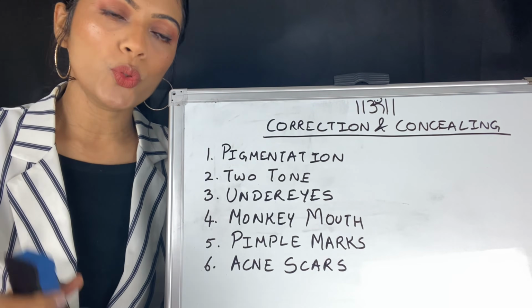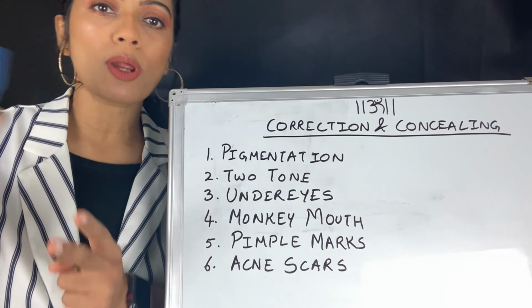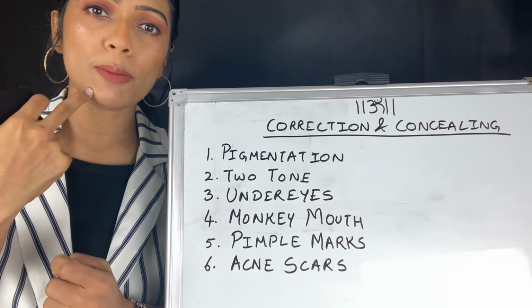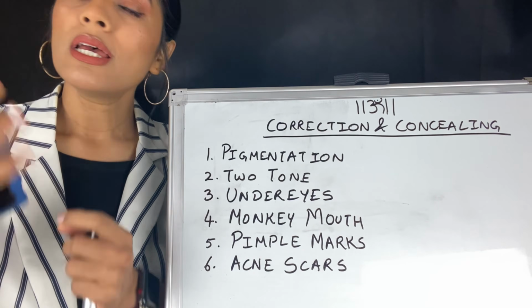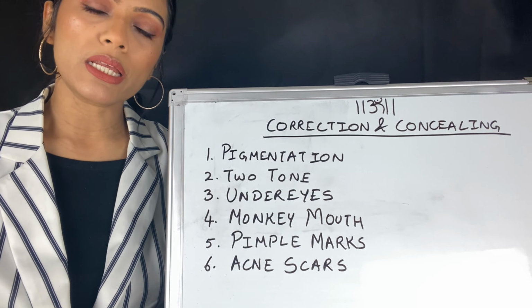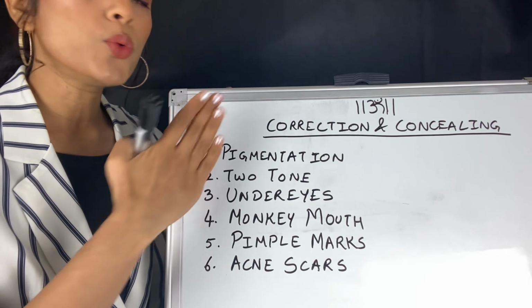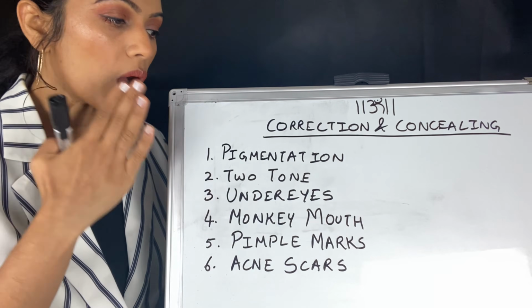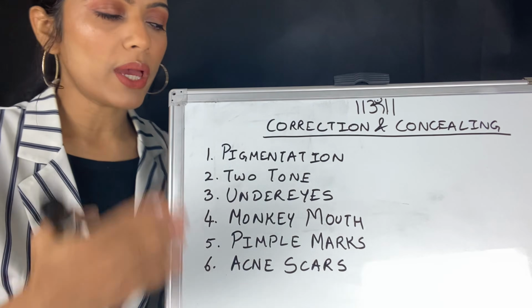So you have to solve this problem first before applying foundation. If you have dark under eyes, pigmentation, pimple marks, spots, don't apply your foundation directly, because it will cause your foundation to become gray. So what you have to do is correction on your face. How to do correction, everything we will see today.